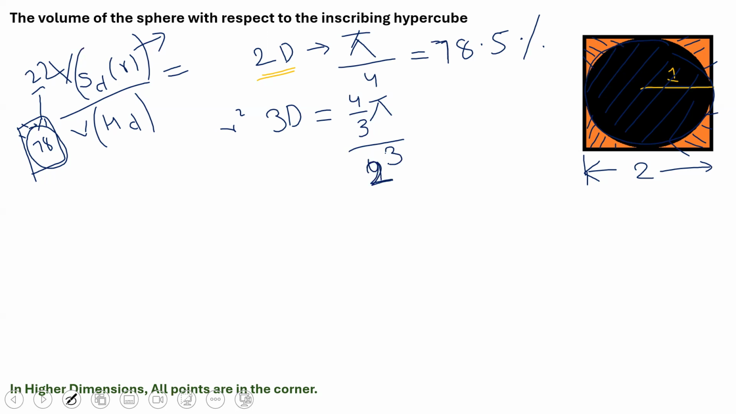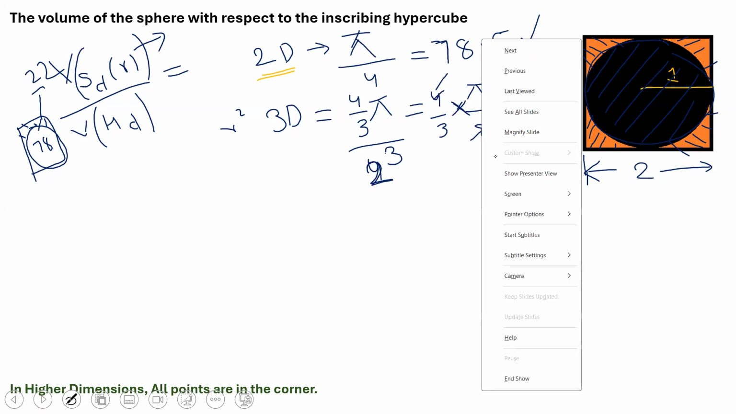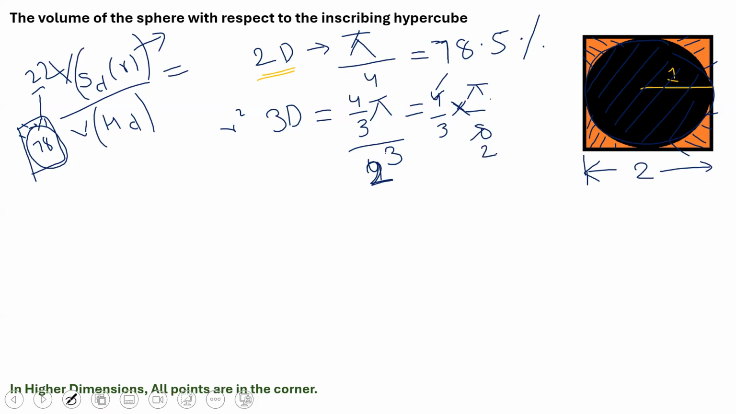4 by 3 pi r cubed, 4 by 3 pi by 2 cubed. So that becomes 4 by 3 into pi by 8. So that becomes 4 by 4 ones are 4, 4 twos are 8, so that becomes pi by 6. What is the value of pi by 6? It is 52.35 percent, somewhere around 52 percent.